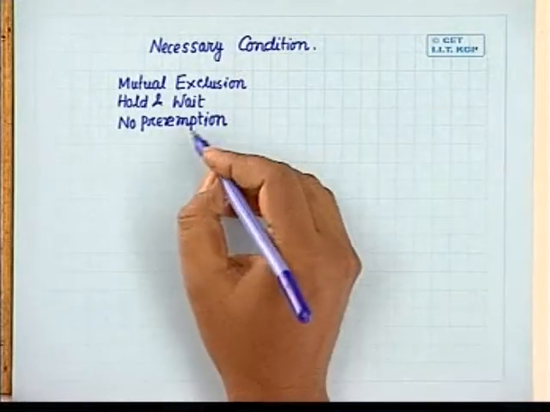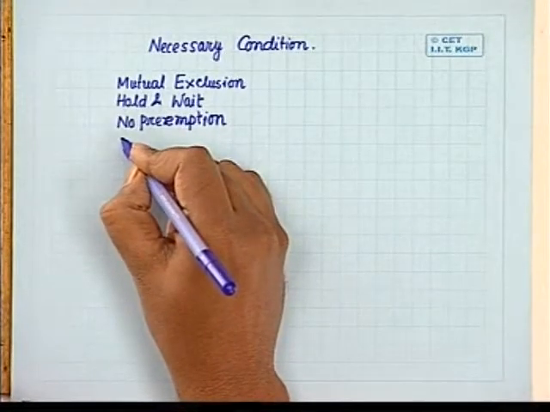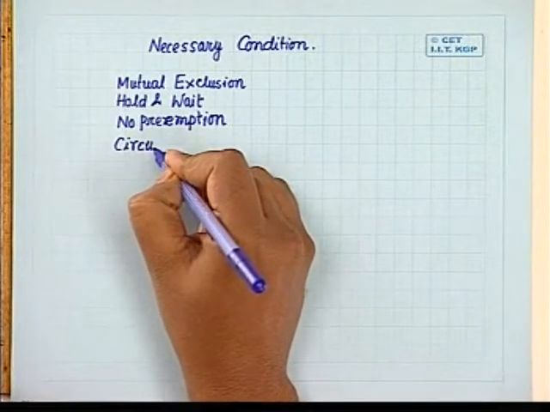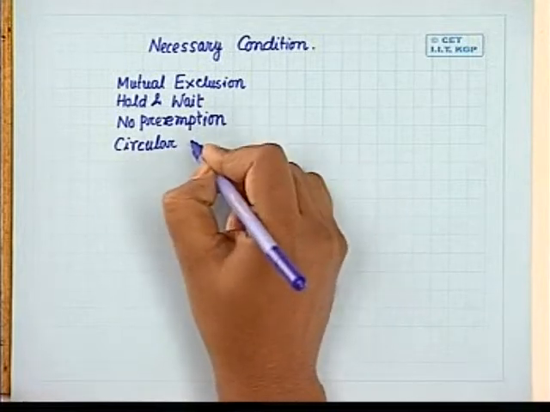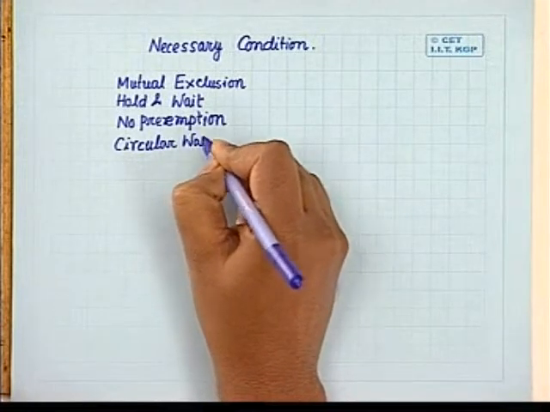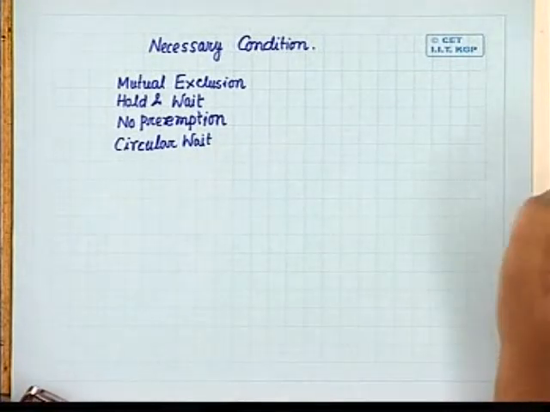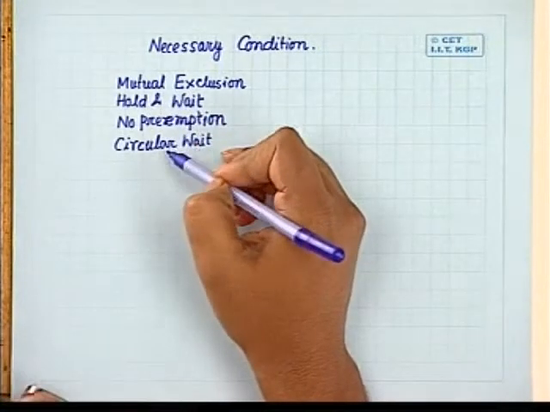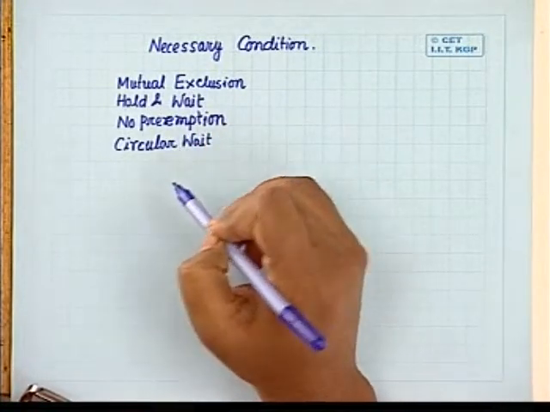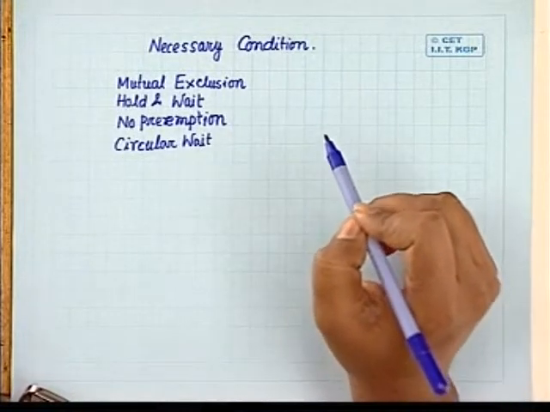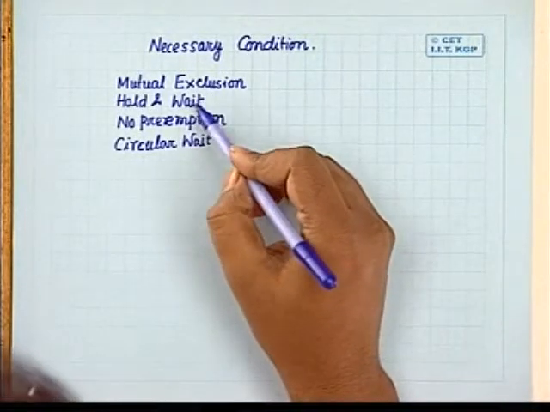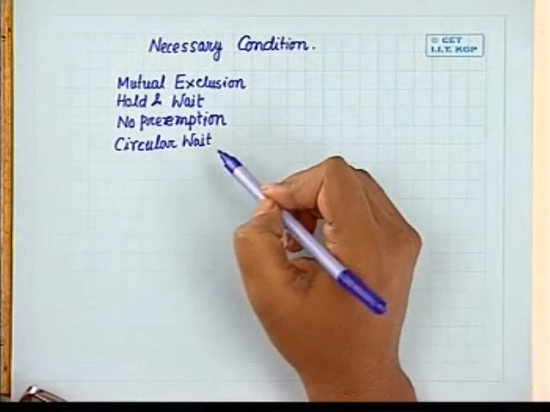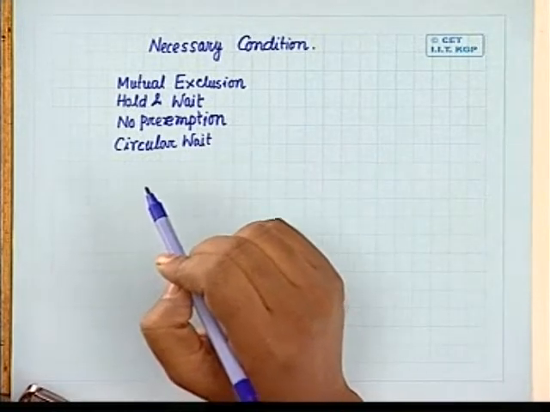And the fourth necessary condition that we have said is circular wait, and we have mentioned that circular wait is nothing but an extension of hold and wait, but it is better to have this as a separate condition that helps in analysis of the deadlock problems. So if all these four conditions exist simultaneously in a system, then the system may lead to deadlock. However, if we can ensure that at least one of them is not present in the system, then the system will not be in deadlock.